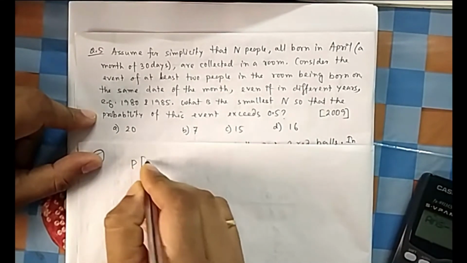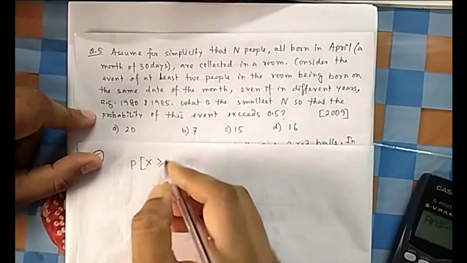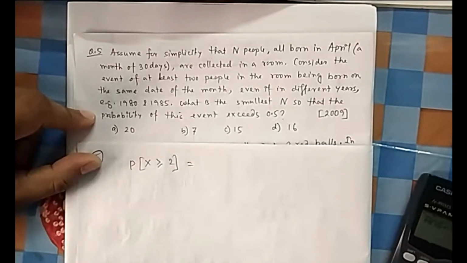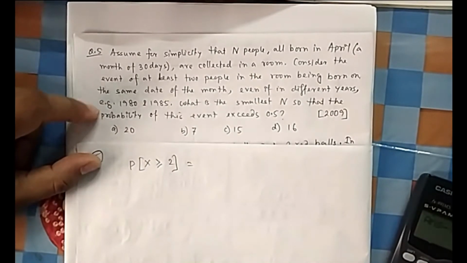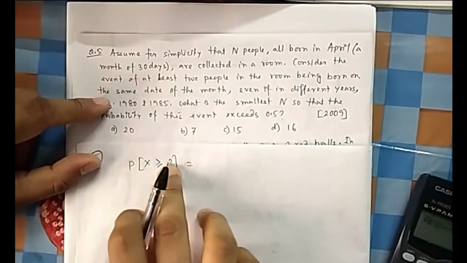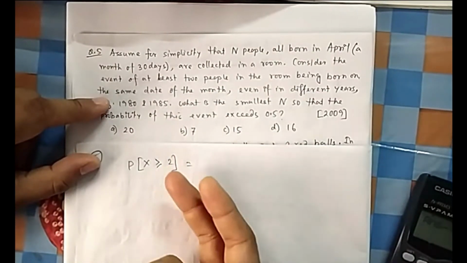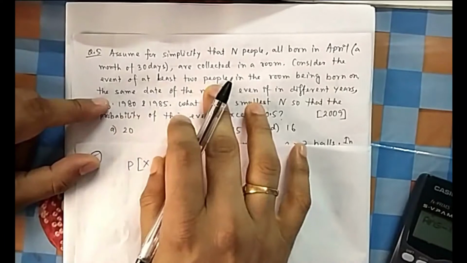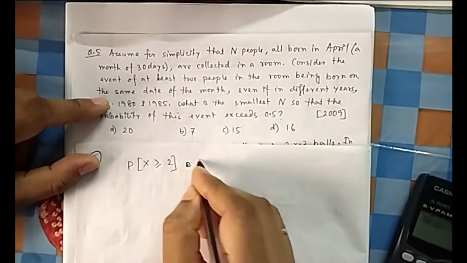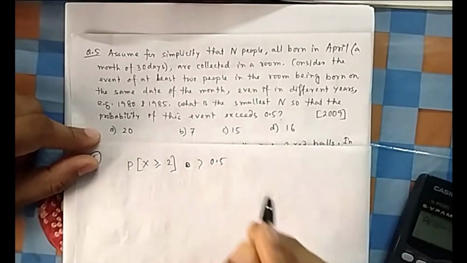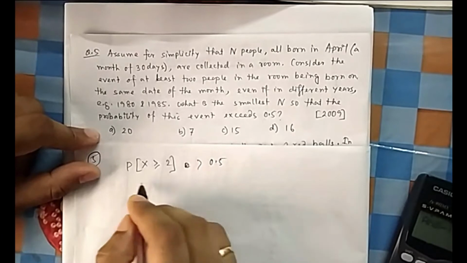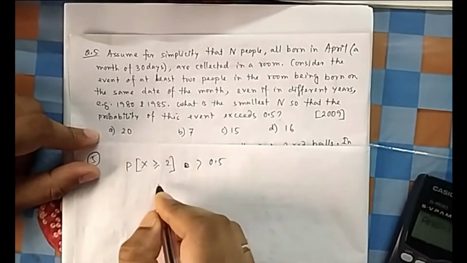So let x be the random variable. The probability of x greater than or equal to 2, at least 2 people, is what they have given. So x represents how many people have the same birth date. X equal to 2 means 2 people having the same birthday, 3 means 3 people. So at least 2 means it should be minimum 2; it can be 3, 4, 5, anything. This should be greater than 0.5. This is my question, so let me calculate this one first, then I will compare it to 0.5.